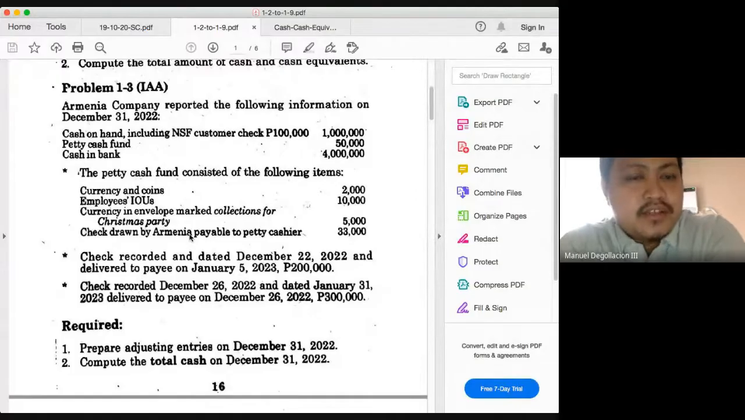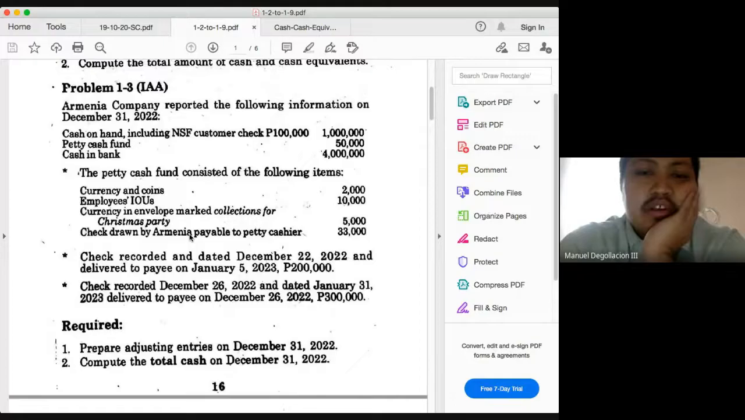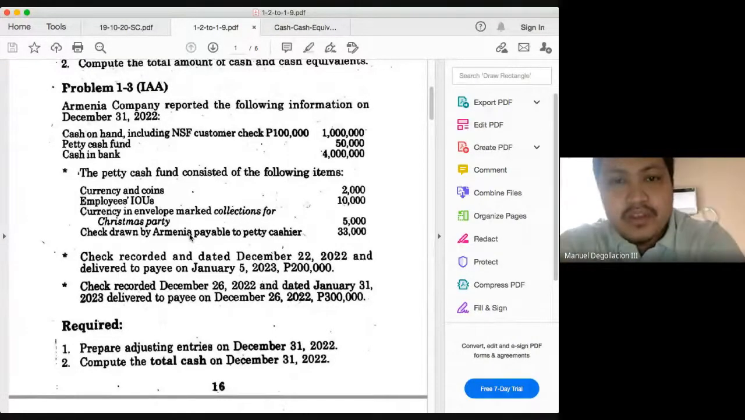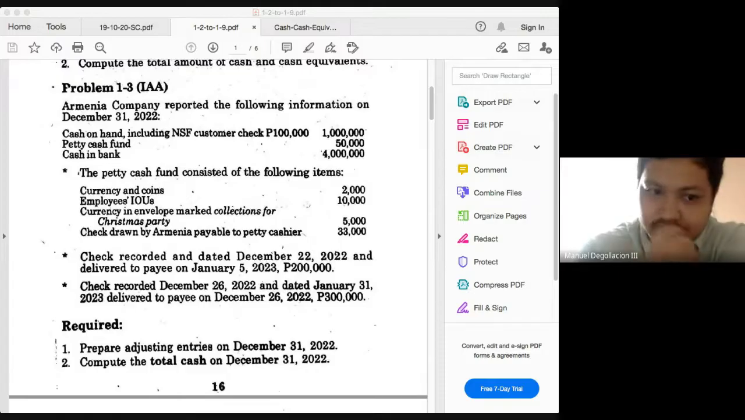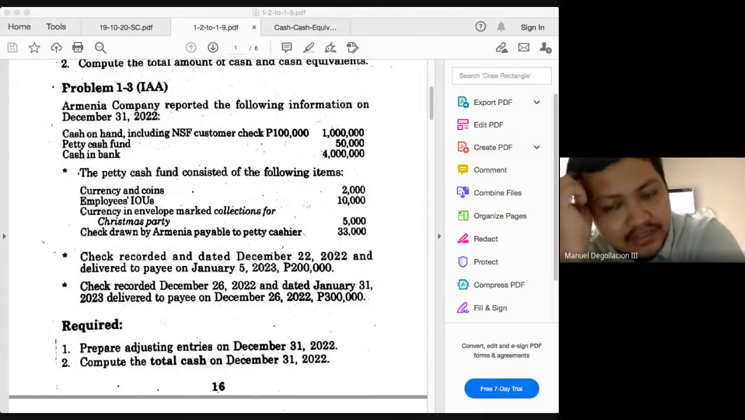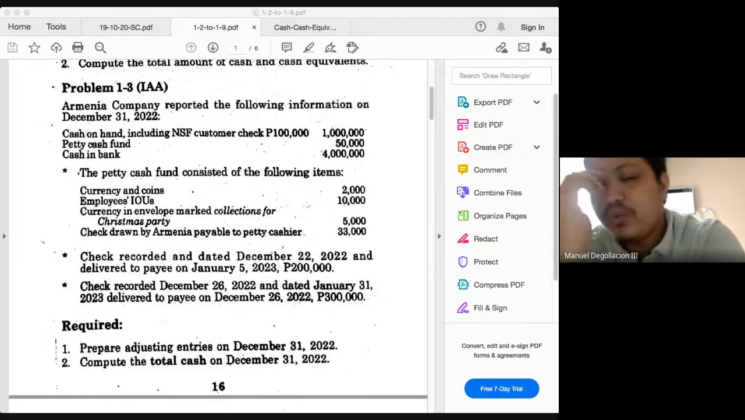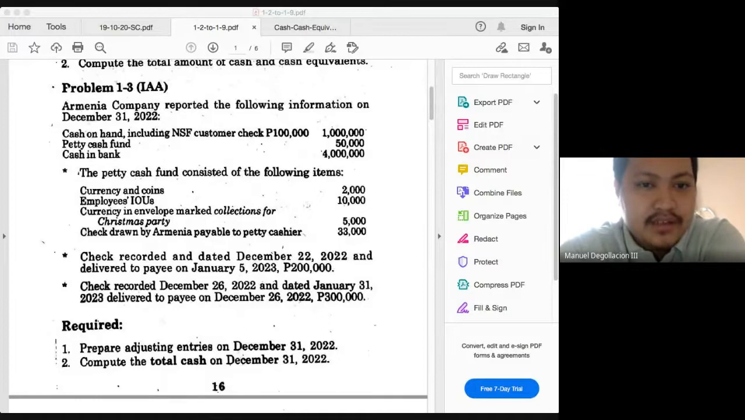Big difference, class, big distinction. In the previous problems, the question was to compute for total cash and cash equivalents. But here, take note that the question is only asking for total cash. So that means we are not going to include cash equivalents. We are not going to include the short-term highly liquid investments that qualify as cash equivalents.